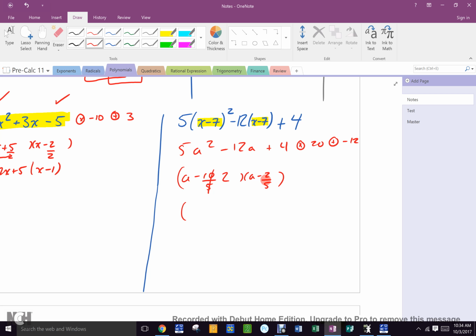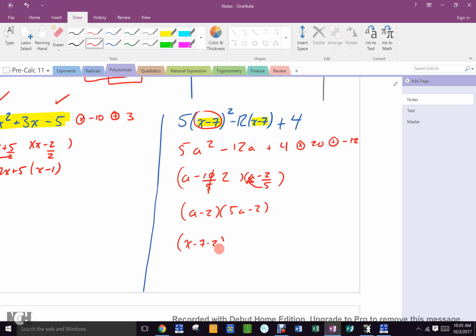I can't write yet. My computer's frozen. What do I have? a minus 2 and 5a minus 2. Now, there were no a's in the original question, so what do I have to do with that right now? Rewrite it for a. x minus 7 minus 2. What's that? x minus 9.